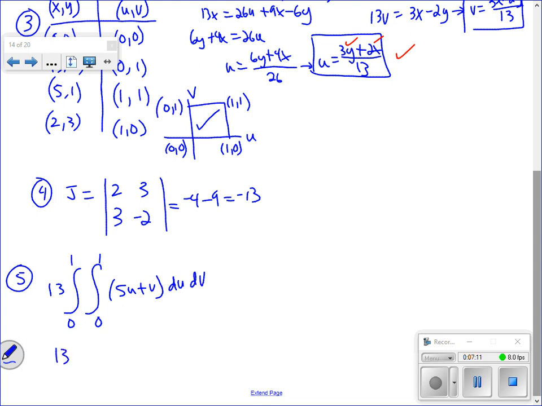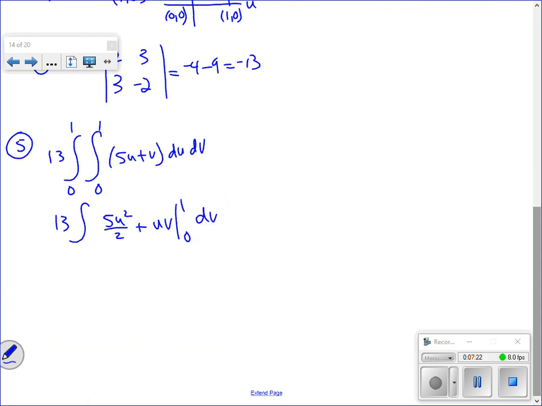So you got your 13 hanging out here. Integral with respect to u would be 5u squared over 2 plus uv. I got to plug in 0 to 1. I still have dv to do. So plug in 1, I get 5 halves plus v. Plug in 0, I get 0. So this is what I'm left with.